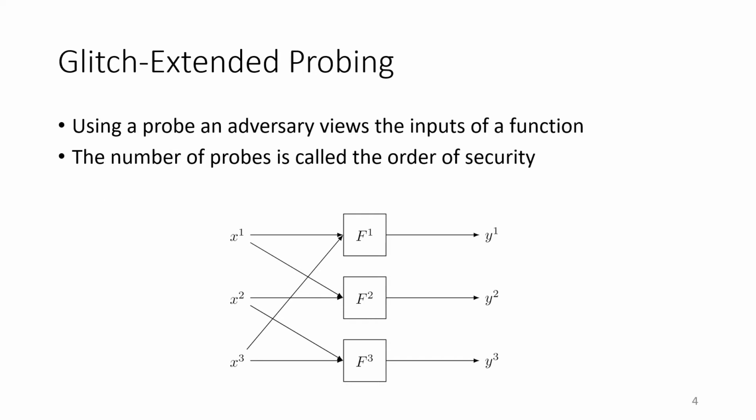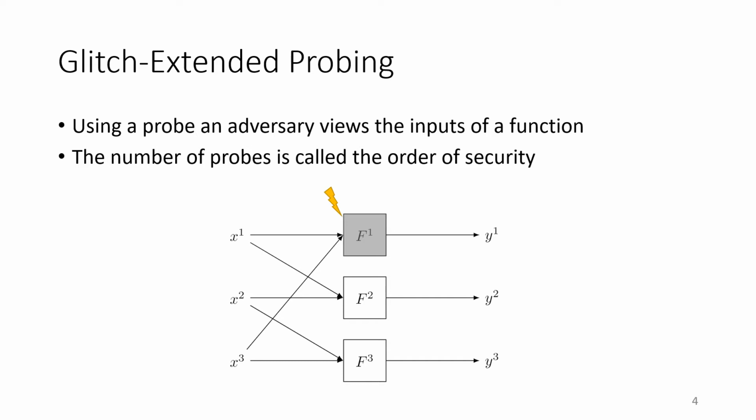In this work, we're going to look at the glitch extended probing model. So I'm going to explain to you what is the probing model, and we're also going to take care of the glitches that can occur on the platform. And this adversary model is defined by saying an adversary can pick a threshold number, in this example typically equal to 2, of masked functions to observe.